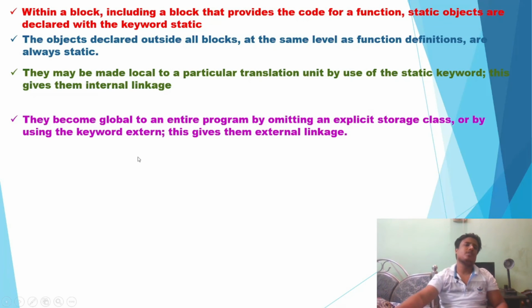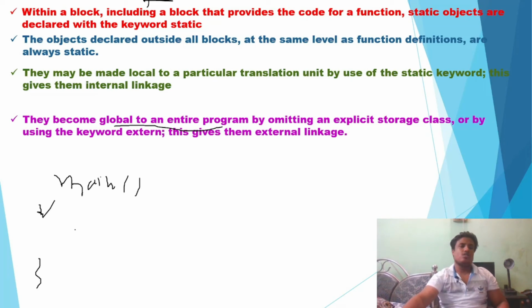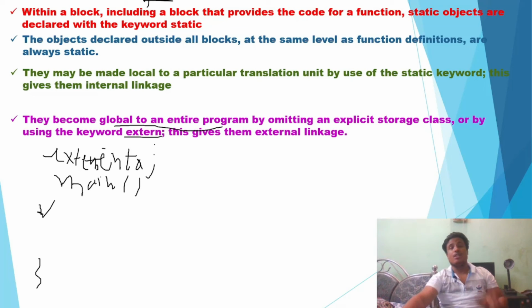Now let's go. They become global to an entire program by omitting an explicit storage class or by using the keyword extern. What this point says is that they become global to the entire program. I have given you the example here. Suppose this is the main block. If we declare anything outside this main block, it's treated as a global variable. If you don't write anything, it will be treated as global. And if you write extern before a variable, it is providing an explicit definition of this global variable. So we explicitly define it using the extern keyword.